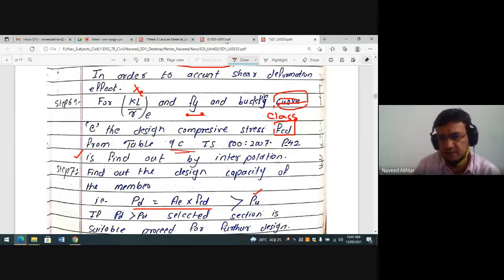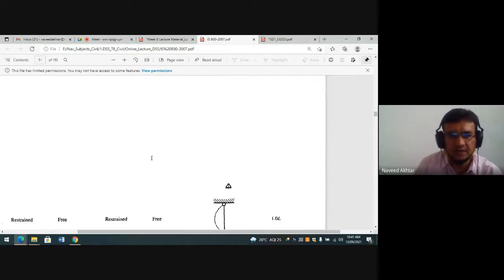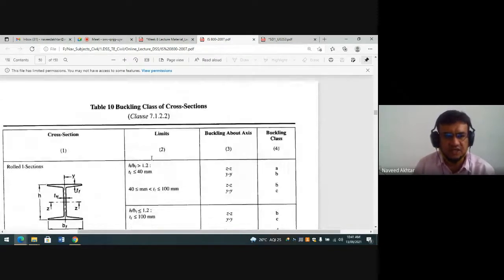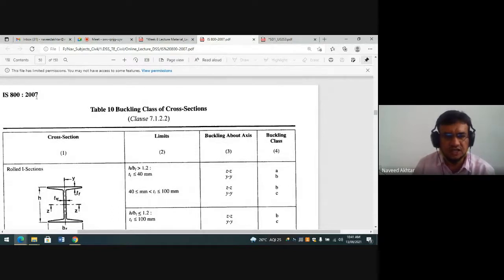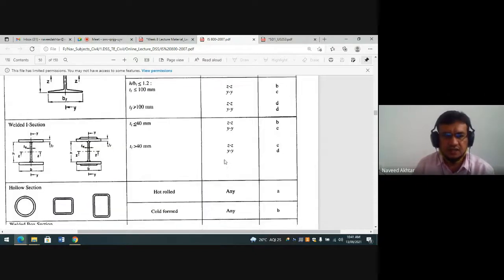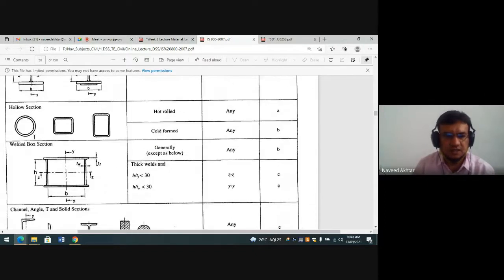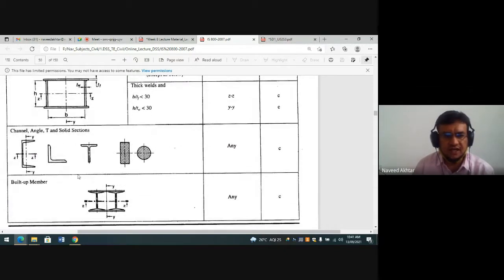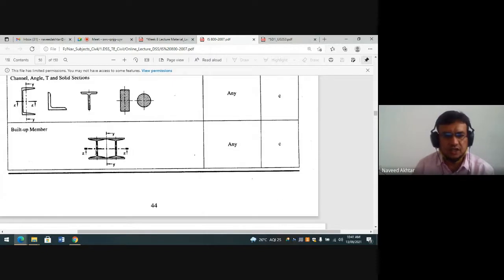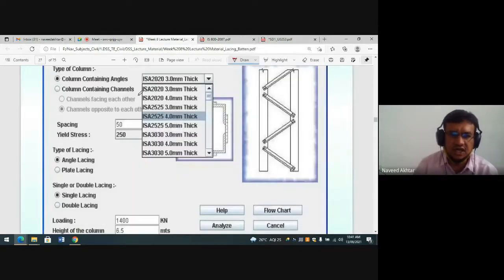Built-up section के लिए अगर हम buckling class देखें, IS code में टेबल नंबर 10 में दिया हुआ buckling classification of cross section. देखिए, buckling classification of cross section, IS 800:2007 में ये दिया हुआ है. Single I section, built-up section, welded box section, hollow section, channel, angle, T, solid bar. इसी तरह बिल्टअप मेंबर अगर है, देखिए बिल्टअप मेंबर लास्ट में दिया हुआ है, किसी भी एक्सिस से उसका जो बकलिंग क्लास क्या रहता है, C क्लास. Okay, C class है तो table 9C we can use and you can find out.